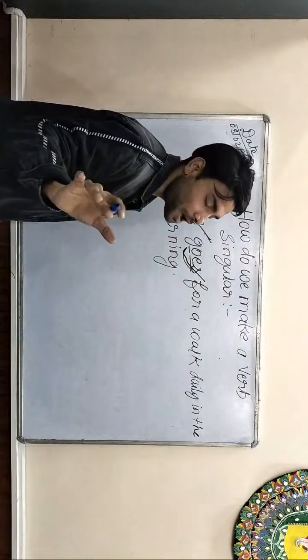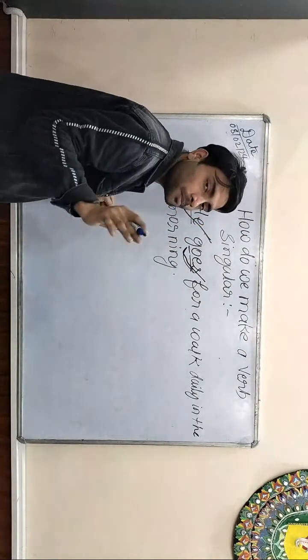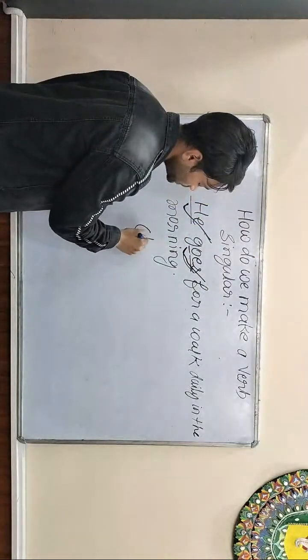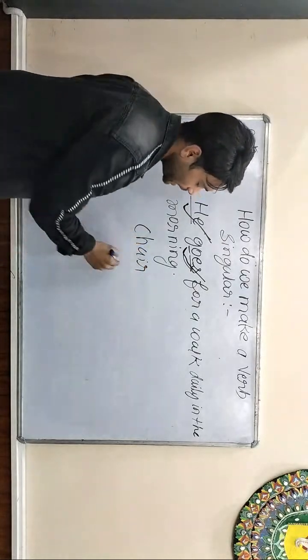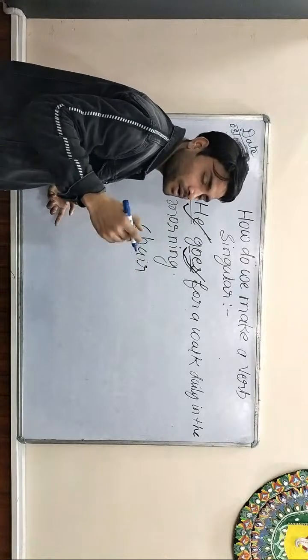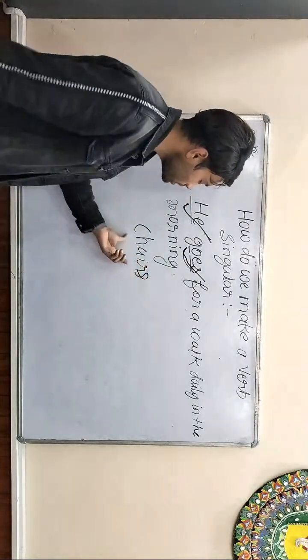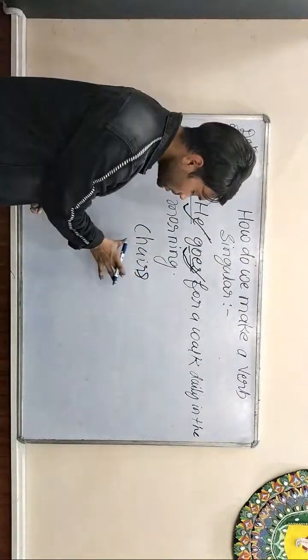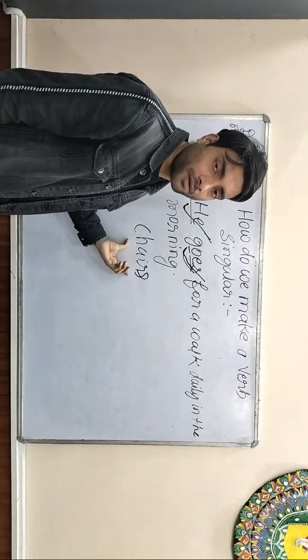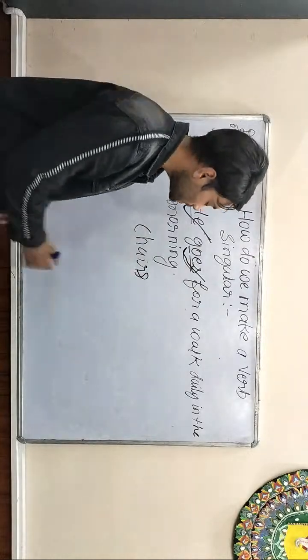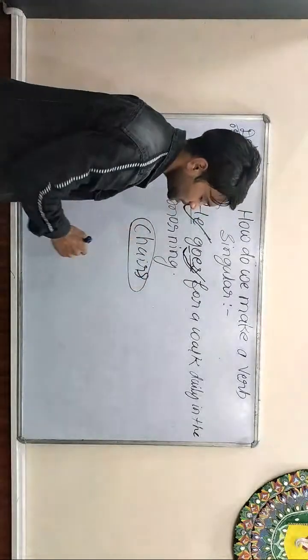Keep one thing in your mind, that a noun becomes plural. Let's take an example of chair. A noun becomes plural by taking s or es. It's chairs, plural, right? बहुत सारे chairs, right? It becomes chairs.